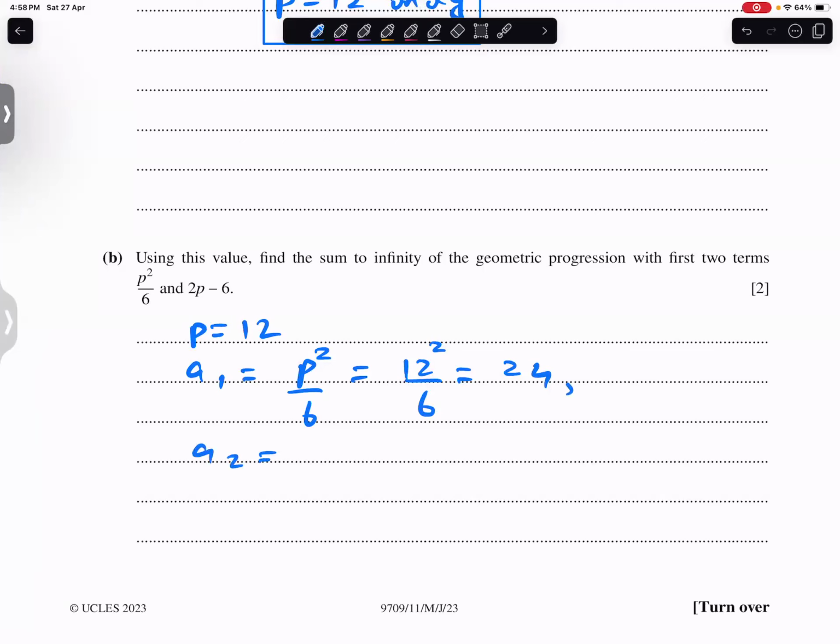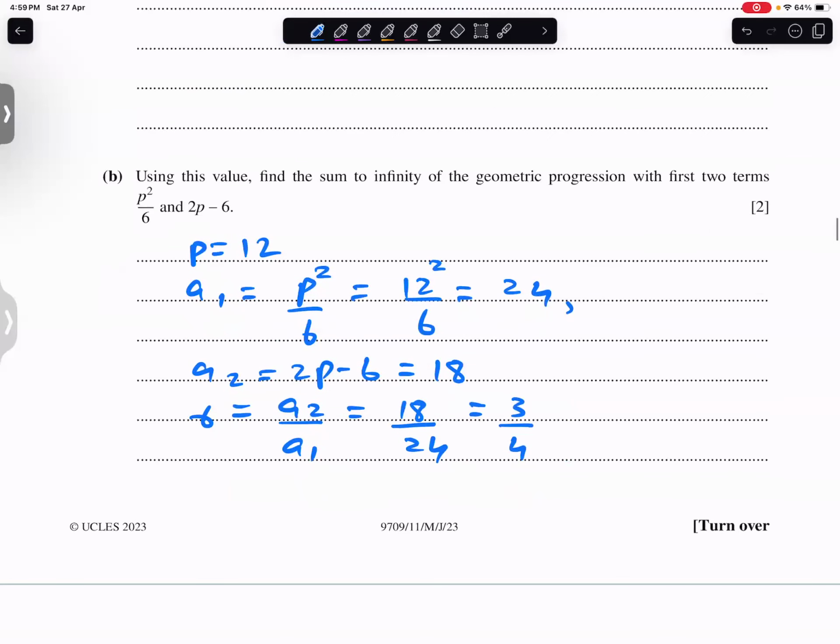And the second term will be 2p minus 6. So p is 12, 24, and this will be 18. So what is your common ratio? Your common ratio is second term divided by first term. So second term is 18 divided by first term 24. So this will be 3 divided by 4.